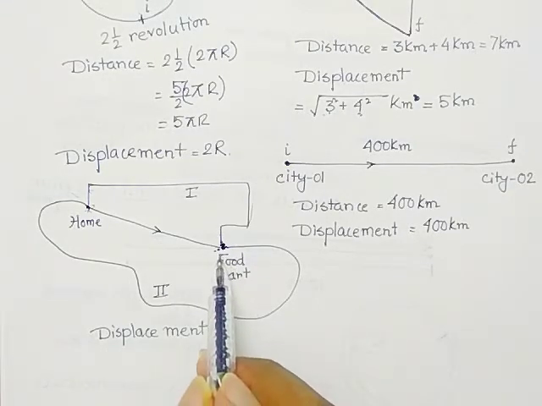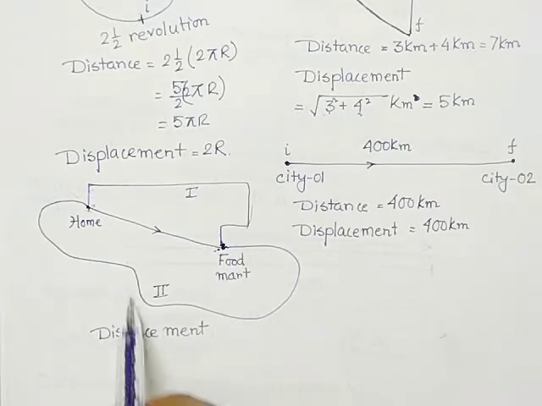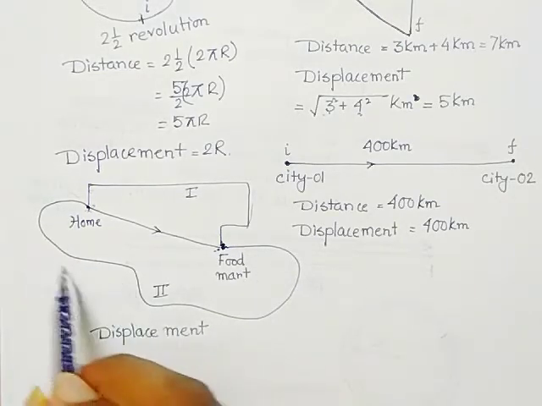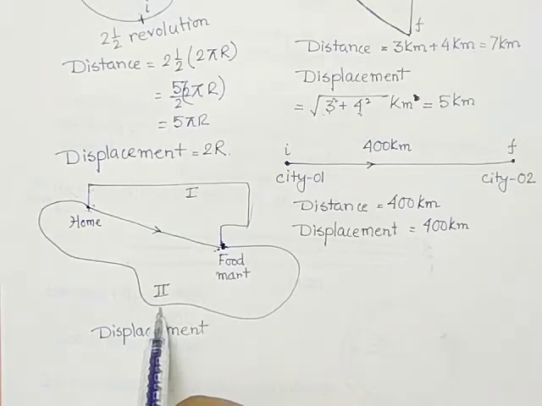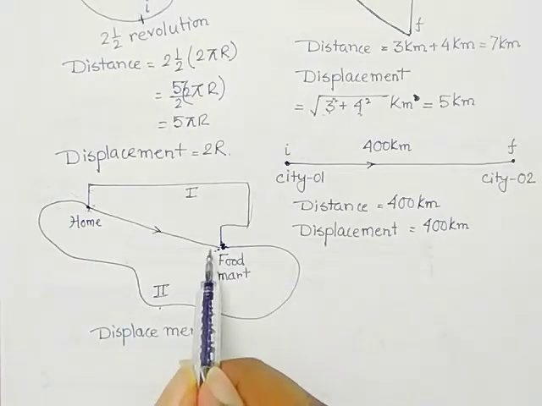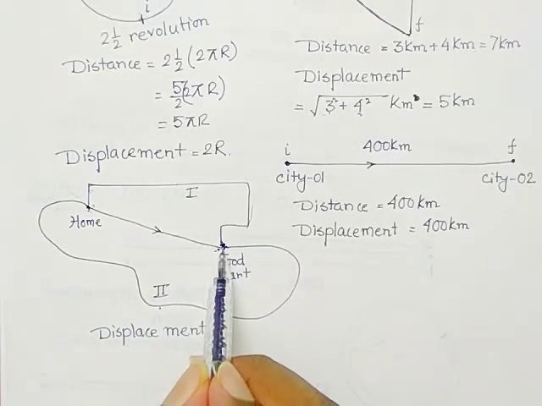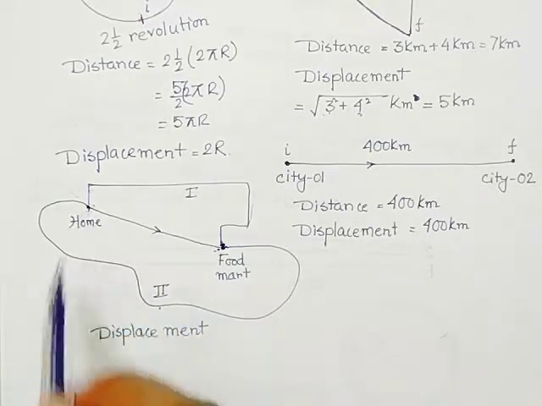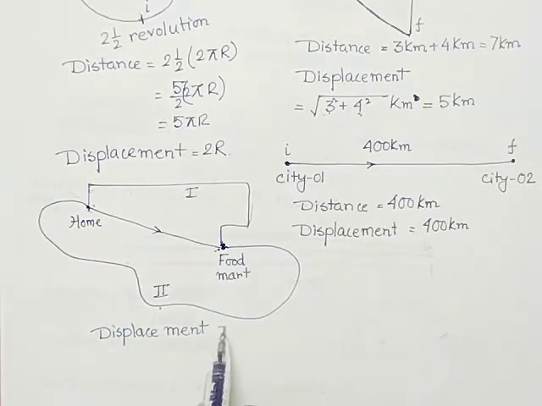And if you are returning from the food mart to your home following this path, path 2, then the direction of the displacement is changed, from the food mart to home. So it is concerning two things.